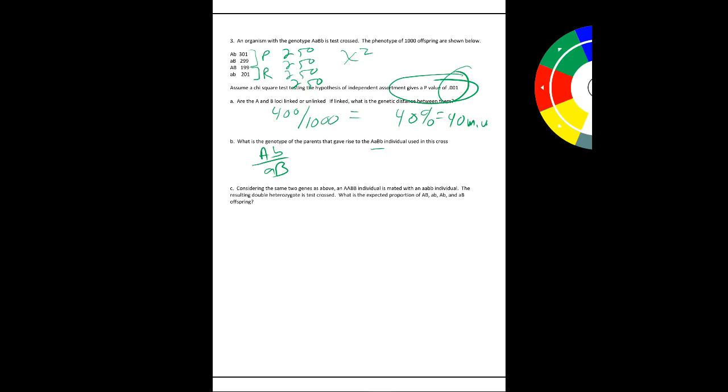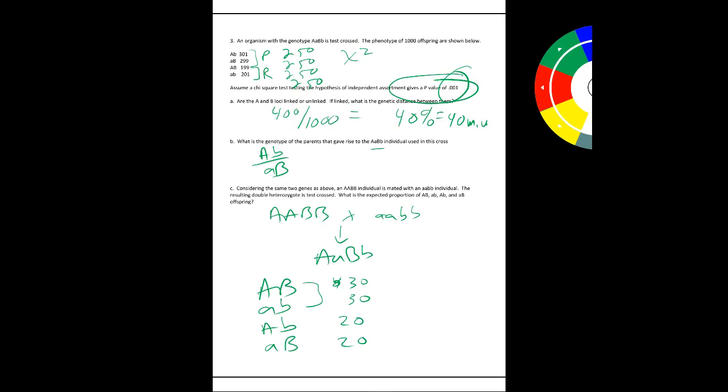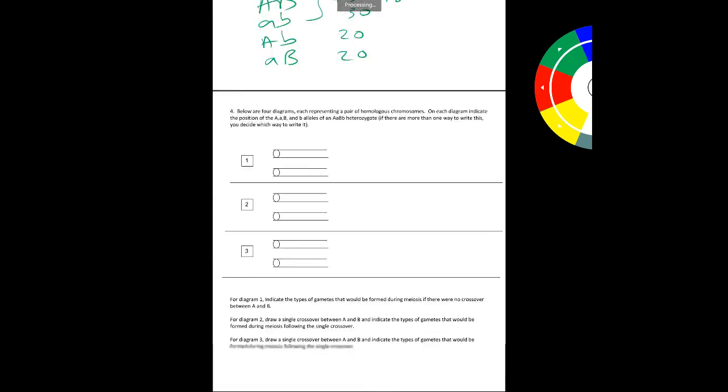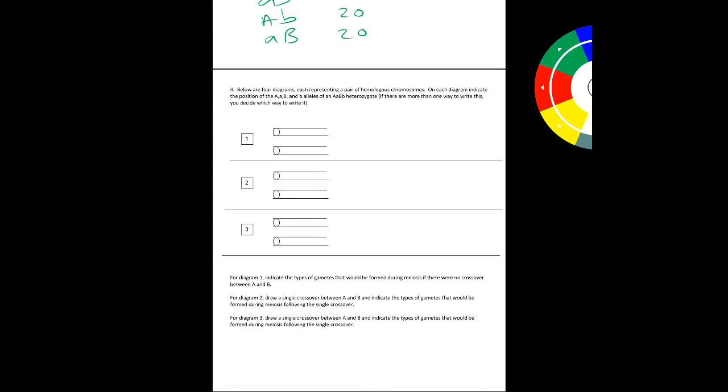Considering the same two genes as above, an AABB individual is this, then you get your double heterozygote. What do you get? Parents, recombinants are a little bit different. These are your parents, so what are we getting? 30, right? 30, 30, 20, 20%. Alright, easy enough.